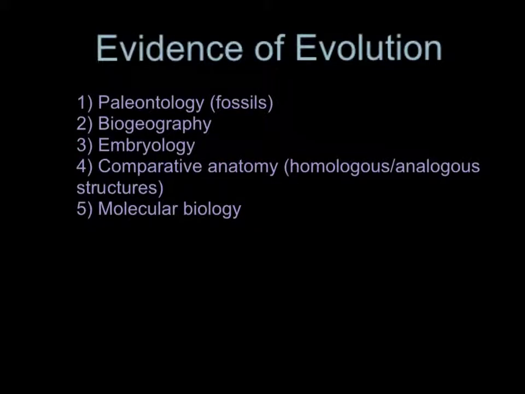Here we have some evidence of evolution, and you can use: 1, fossils; 2, biogeography; 3, embryology; 4, comparative anatomy, which is the homologous and analogous structures; and you also have the 5th, molecular biology.